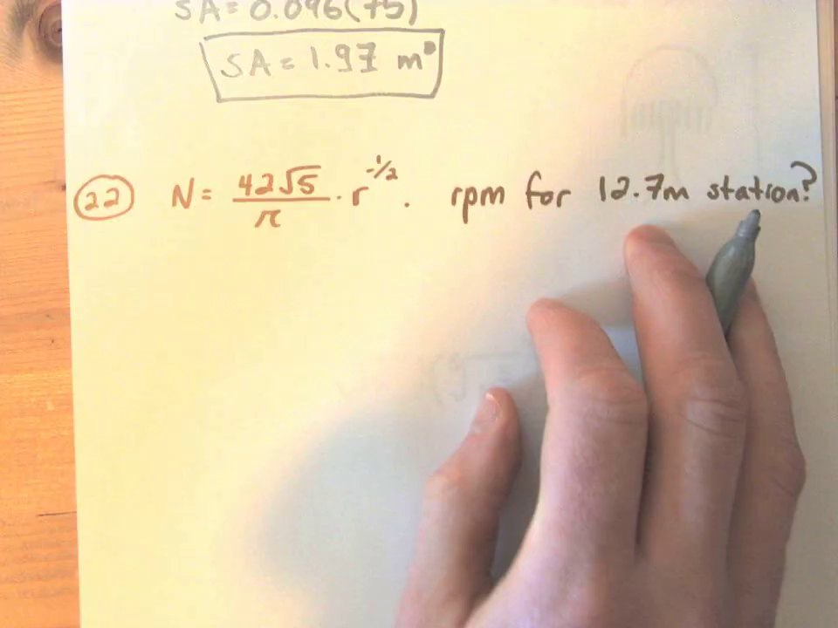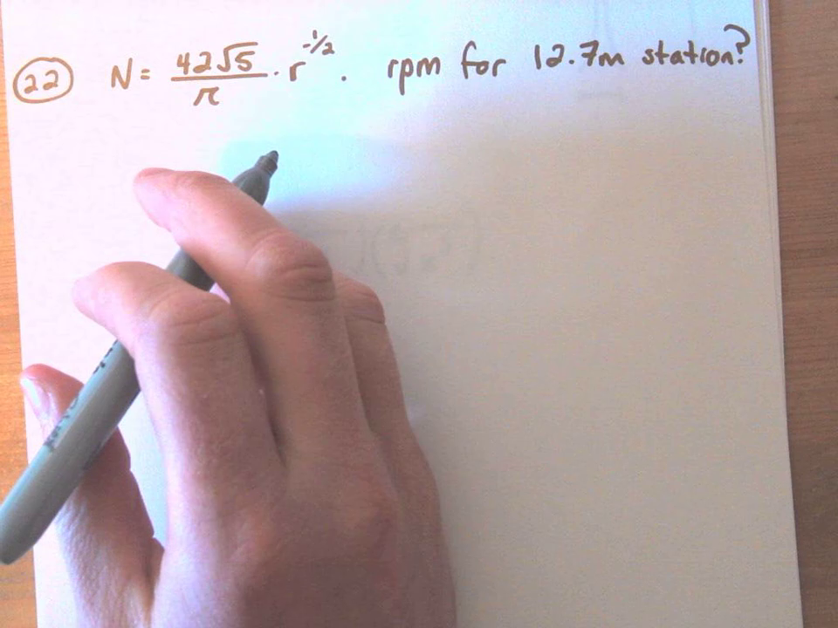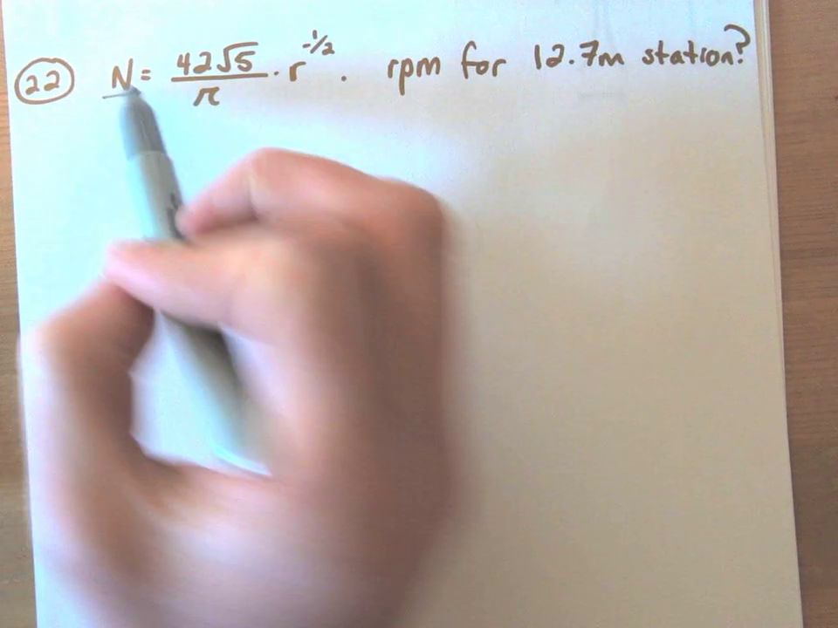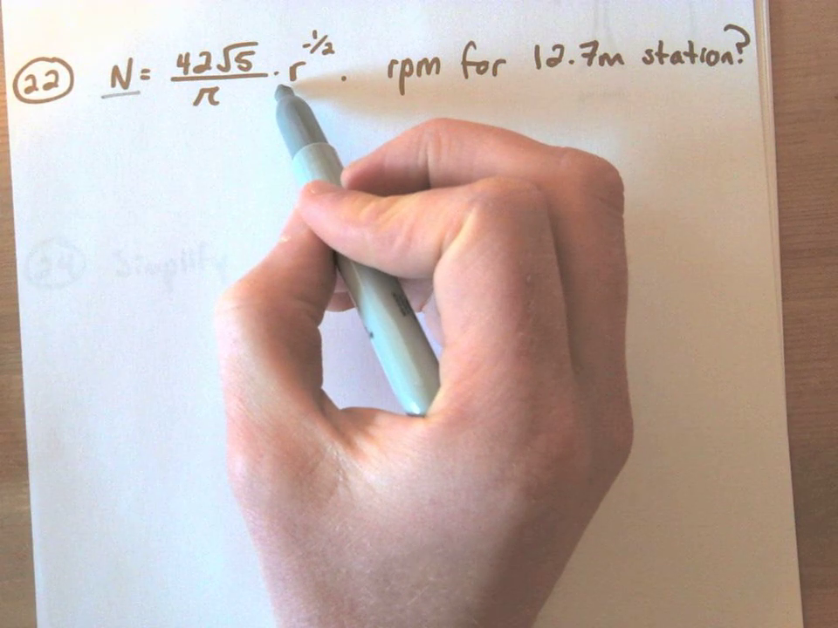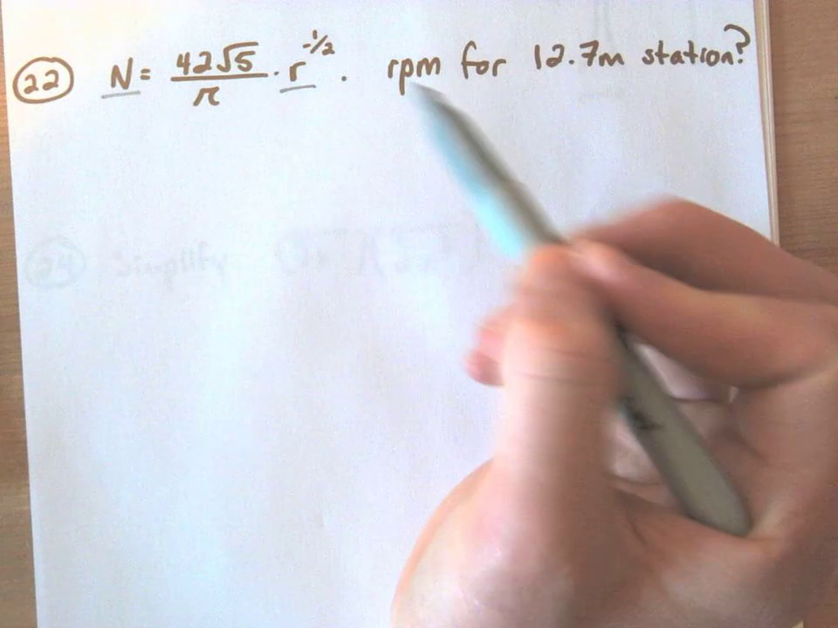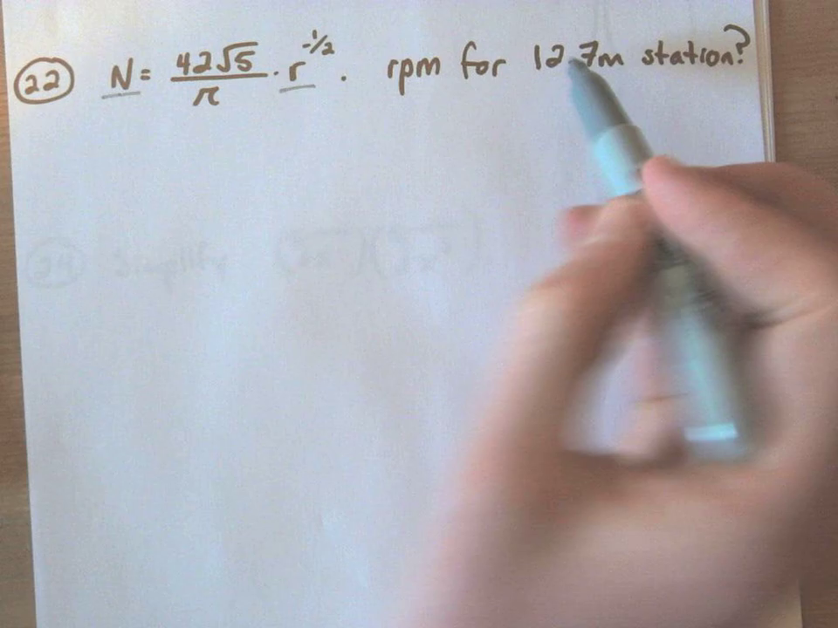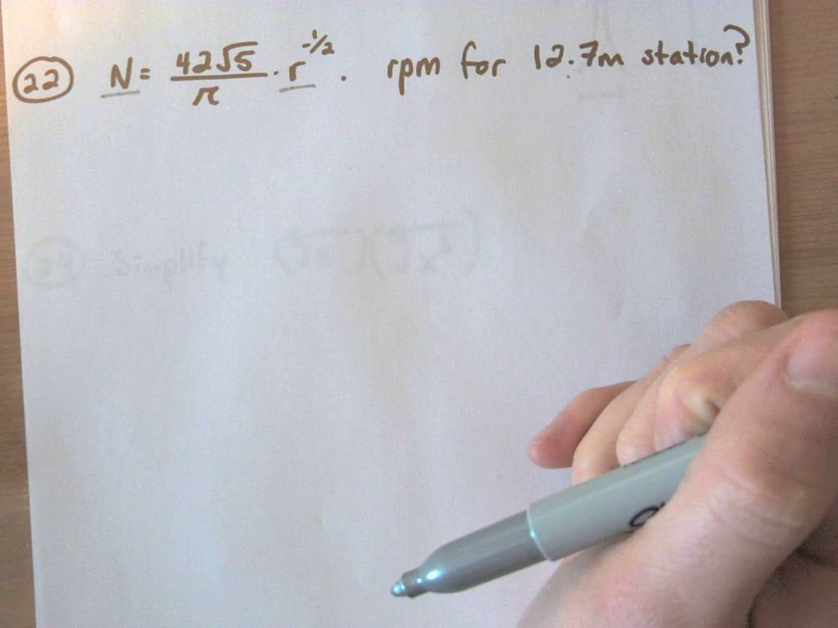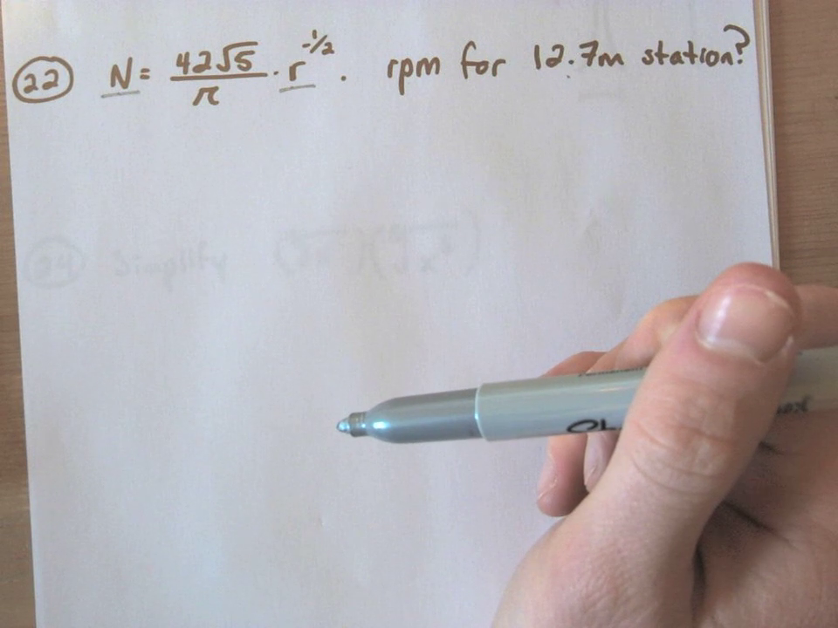That one wasn't so bad. This one might be a bit tougher. So here it says that you have a spherical space station. The rotations per minute here will depend on what your radius of your space station is. So it's saying, what is this when this is 12.7? So it's the same type of question. Alright, it says write the answer to the nearest hundredth.